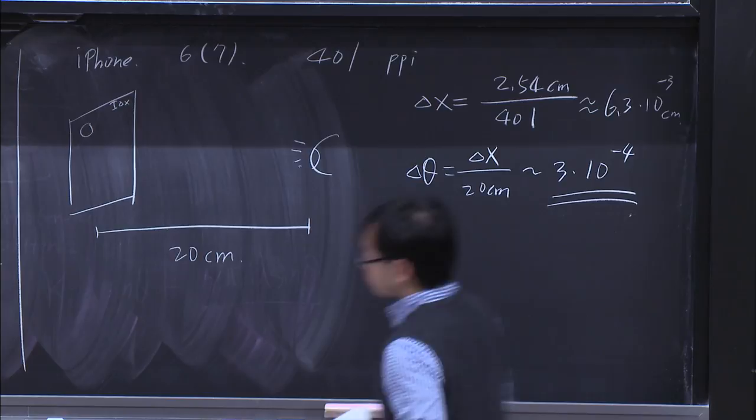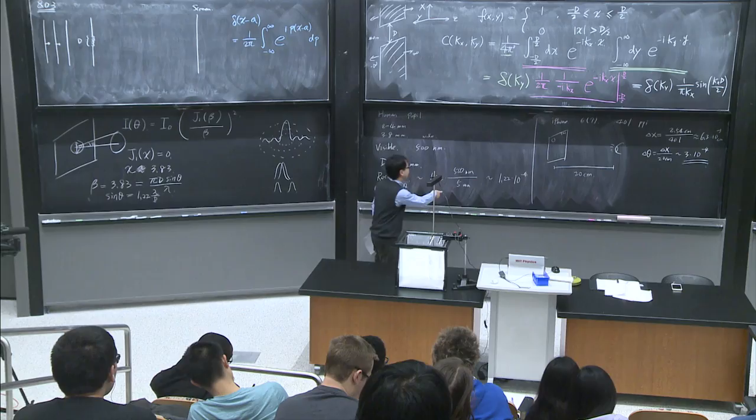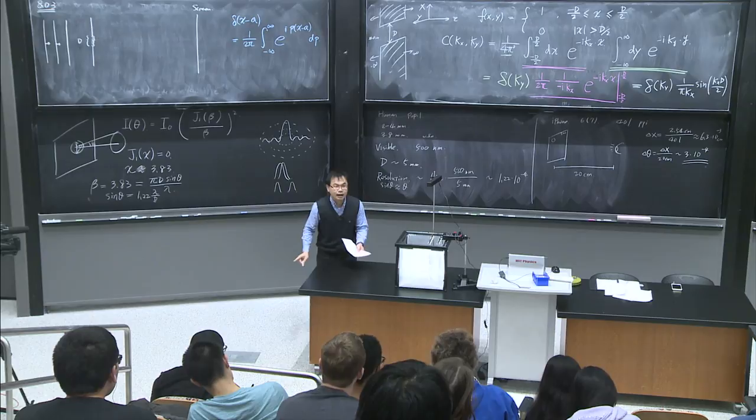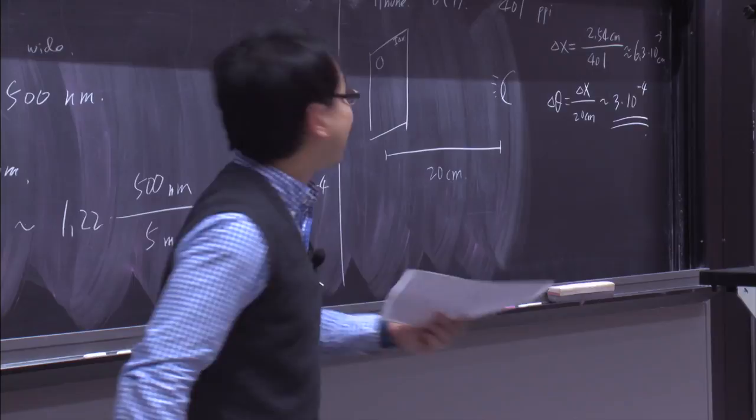If you compare this value to the limit I calculated here, you can see that, what is the conclusion? Can I resolve the pixels on the form? The answer is yes. Okay, so that means this form is not good enough. They have to do more work, okay?